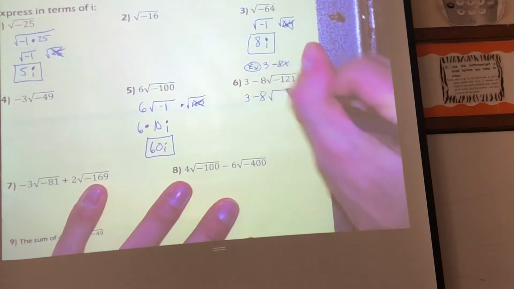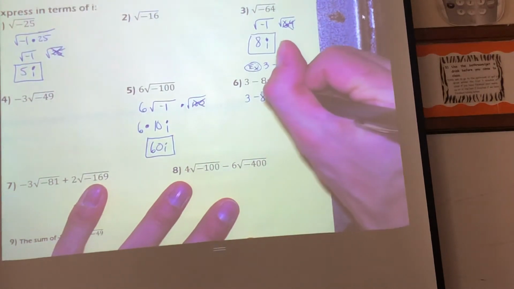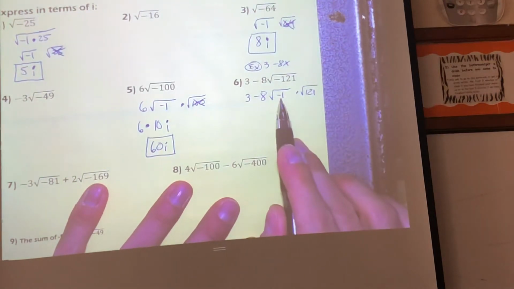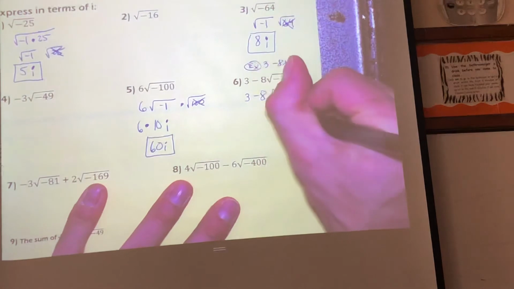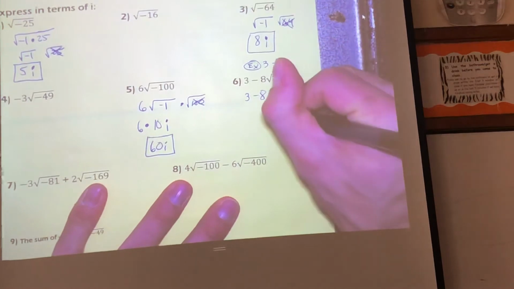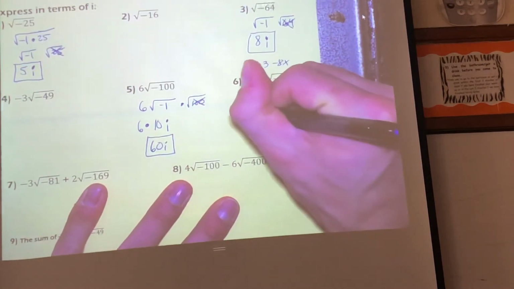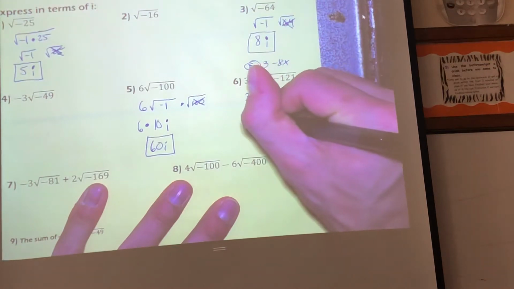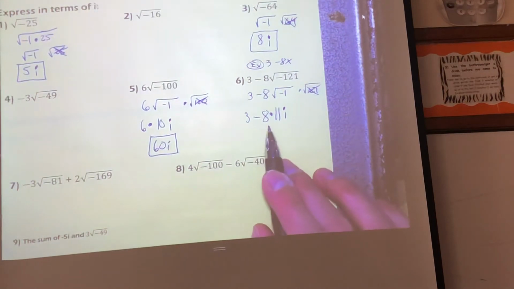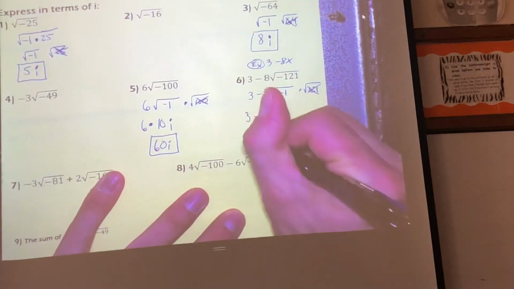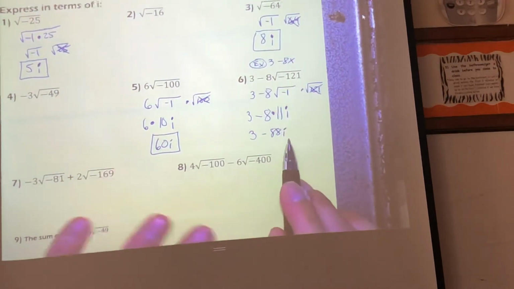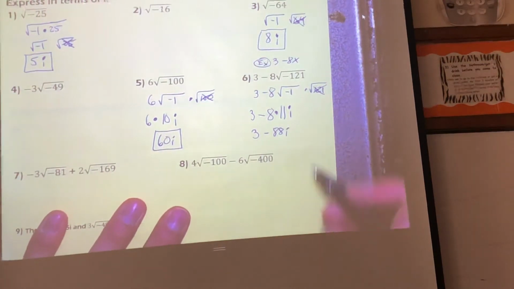I rewrite the square root of -121 as the square root of -1 times the square root of 121. The square root of -1, by definition, comes outside as an i. The square root of 121 comes outside as an 11. So I have 3 minus 8 times. Now, because of PEMDAS, we multiply before we subtract. So we have 8 times 11i. And this actually is going to be my answer. These are not like terms because this has an i and this 3 does not.